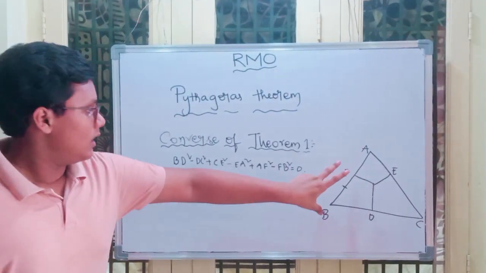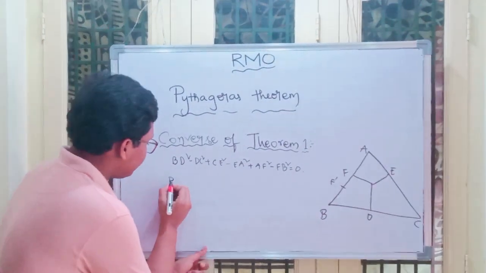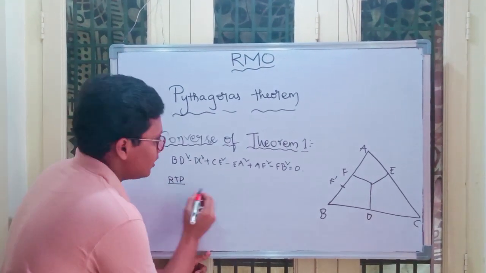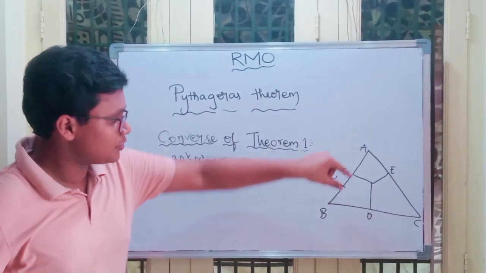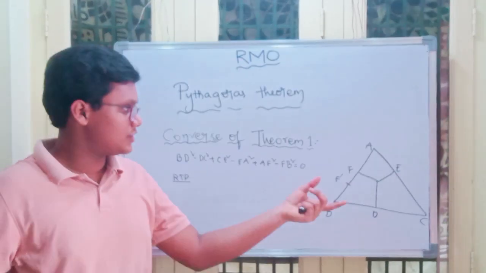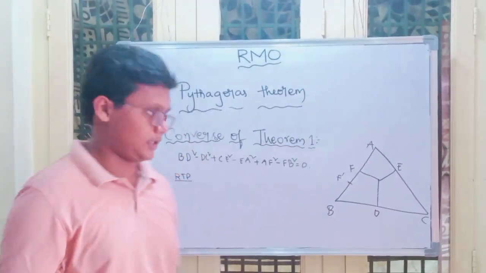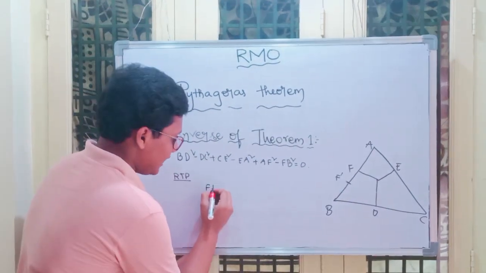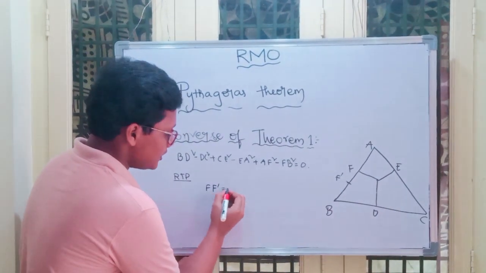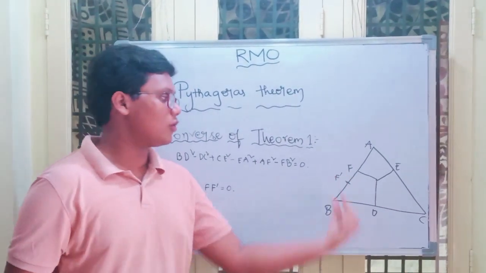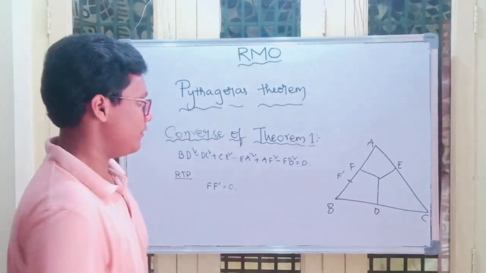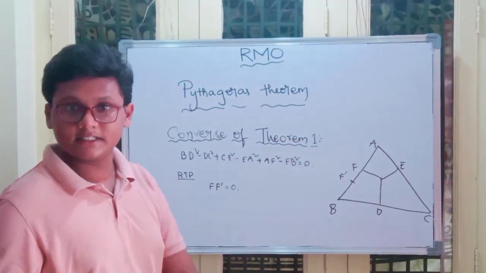Next, here we need to prove, RTP: F and F dash both coincide with each other. Both should coincide with each other, which means they should be at the same point. F and F dash, the distance between those two should be 0. Then only they will coincide. Coincide means the same point. We need to prove F and F dash are same.